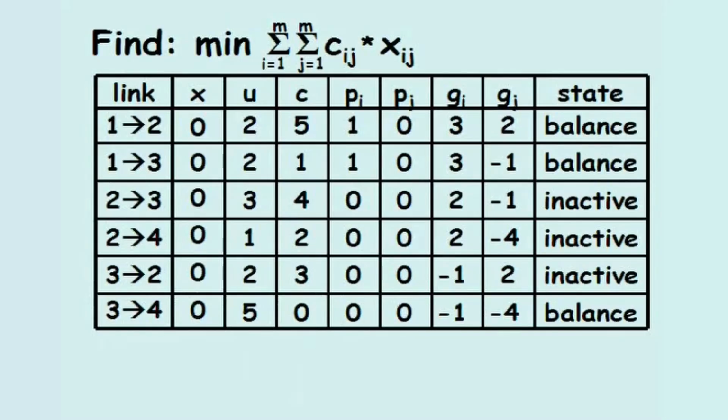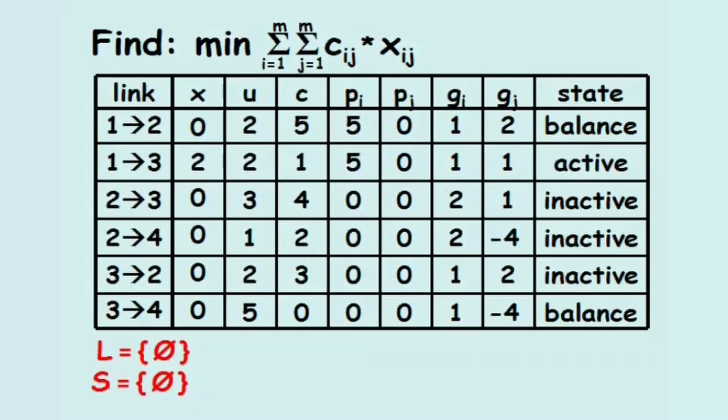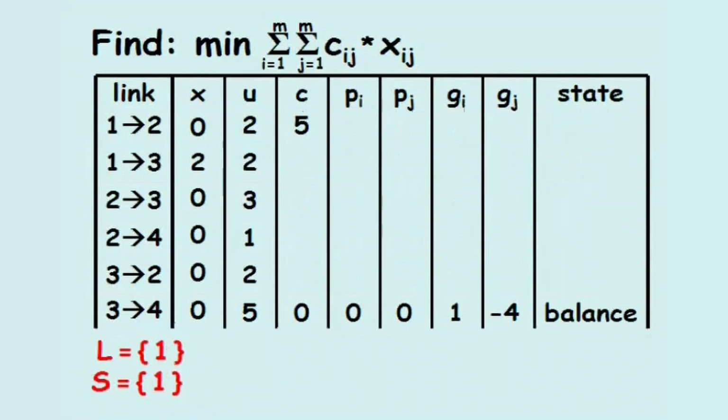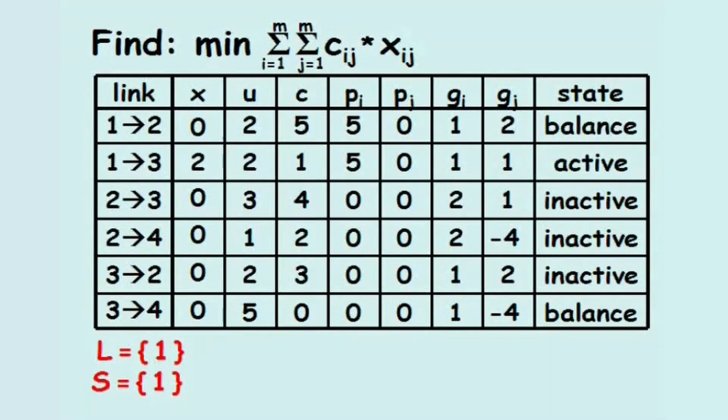Returning to the entire table, the changes recently made are shown in red. Since the surplus in at least one node is non-zero, the network is still not solved. Once again, we start over, and we'll select node 1 for K. And as before, both sets L and S contain node 1.